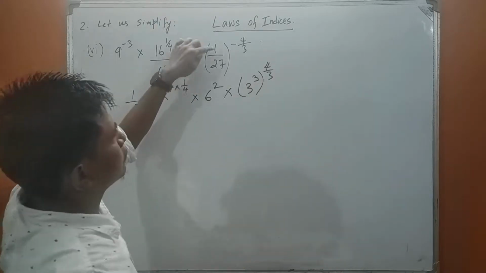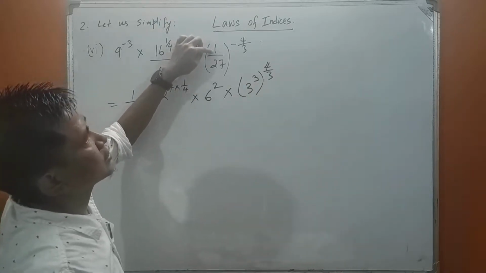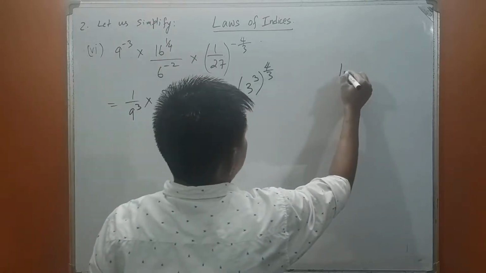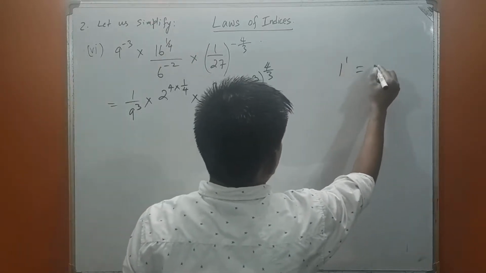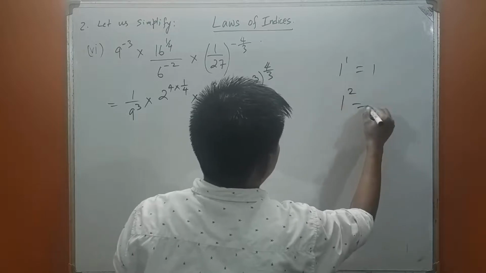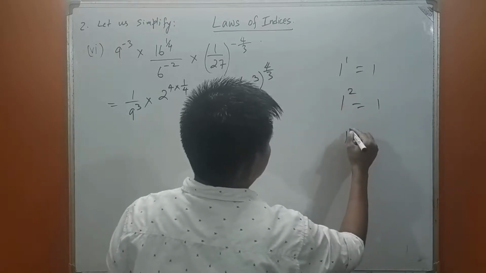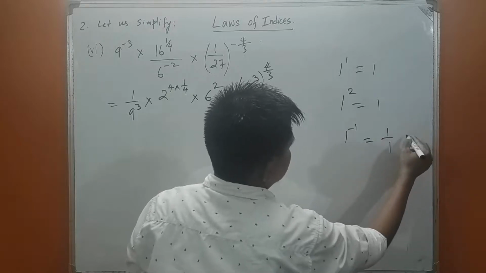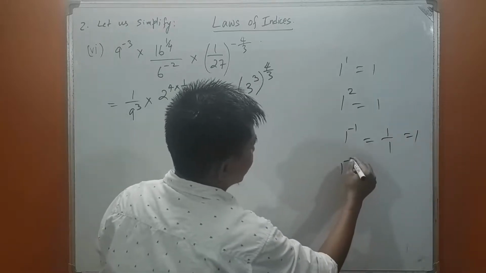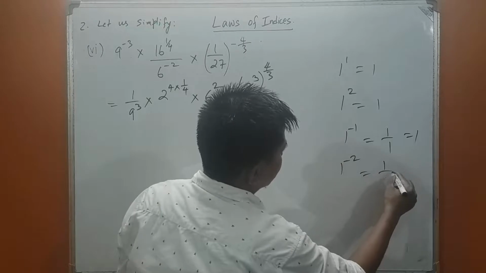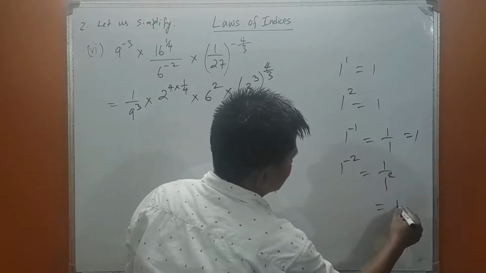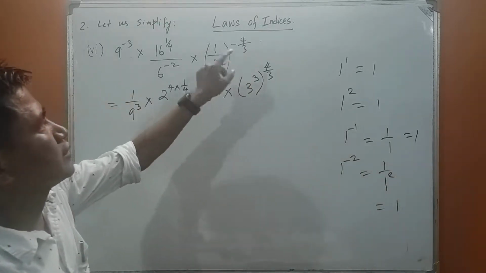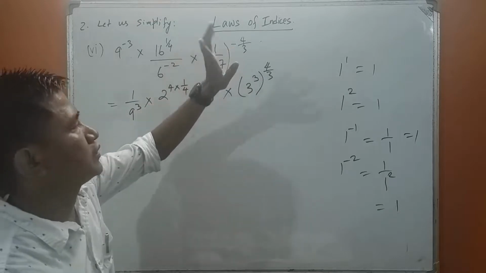Okay. So 1, we need not consider 1. 1 to the power anything is 1. 1 to the power 1 is 1. 1 to the power 2 is 1. 1 to the power minus 1 equals to 1 upon 1, that is 1, isn't it? 1 to the power minus 2 equals to 1 upon 1 square, that means 1. 1 to the power anything is 1, so 1 to the power minus 4 upon 3 is also 1.